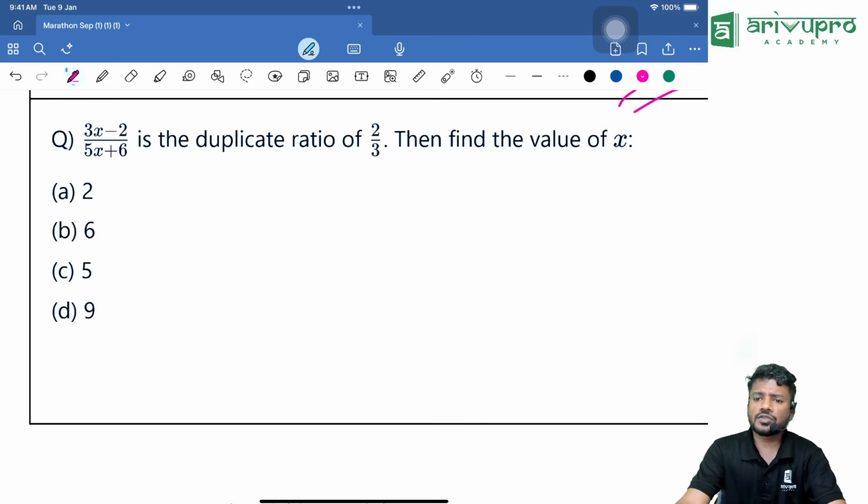3x minus 2 divided by 5x plus 6 is a duplicate ratio of 2 by 3. Then the value of x is?